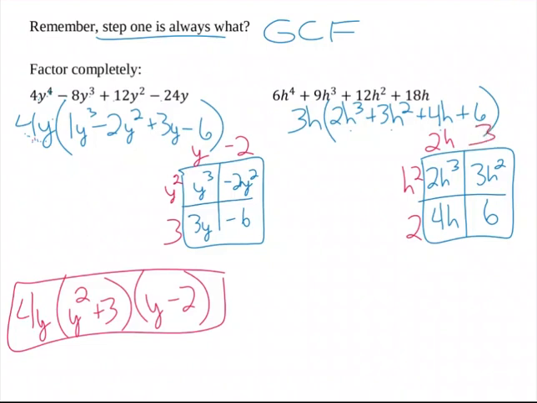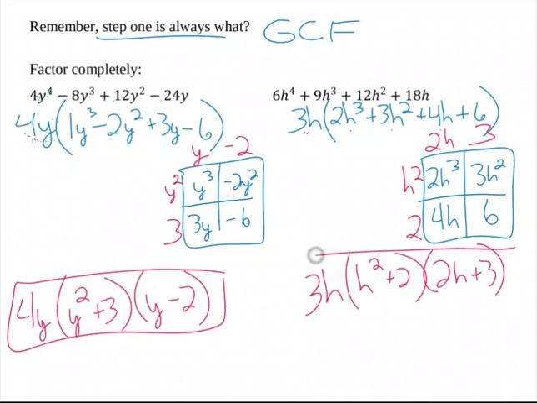So now don't forget the GCF. We have 3h times, and then what we pulled out, we have h squared plus 2 and 2h plus 3. If there's anybody out there that's ever done factoring by grouping, if you're looking at this right now, you're probably saying, oh my God, this is so much easier than factoring by grouping. I can't believe I ever had to do it. And right now they're nodding their head. Yep, he's right, because factoring by grouping is no fun.